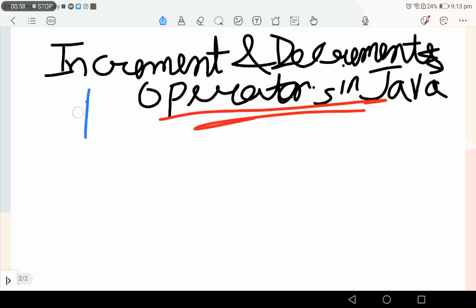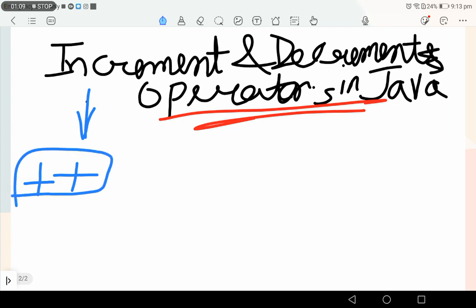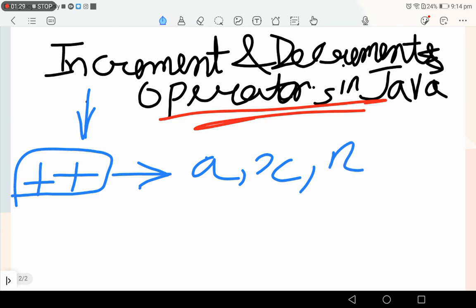So first of all, let me explain what increment operators are. Increment operators are these. But you would be saying these are double plus. Of course it is. These are actually called increment operators, not double plus. We use them obviously to increase a variable. It can be any variable, right?